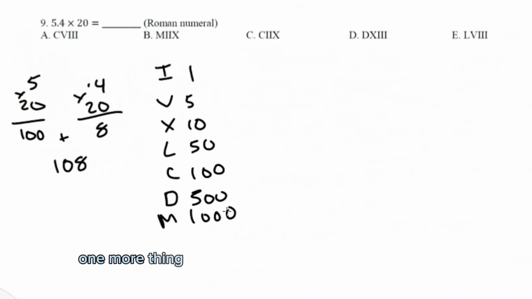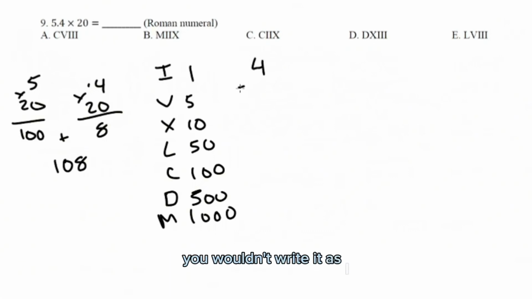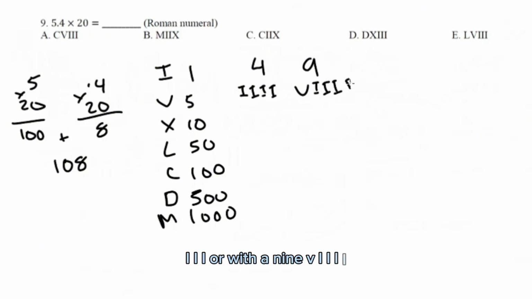Alright, one more thing you need to know is the 4 and 9 rules. So when you're writing a 4 or a 9, you wouldn't write it as I, I, I, I, or with a 9, V, I, I, I, I. Instead, you would write it as 1 before the next number. So in the case of 4, it would be 1 before 5, which is I before V. Or with 9's case, it would be 1 before 10, which is I, X.